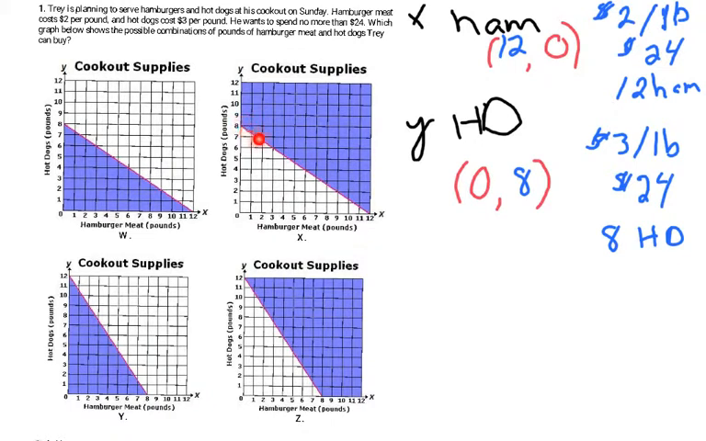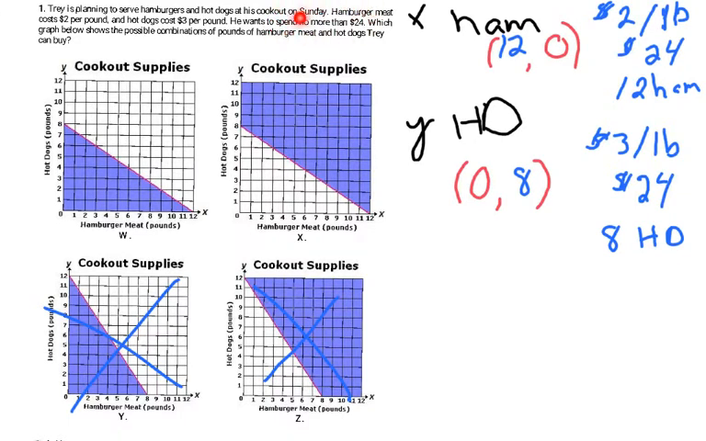Okay, this one has 8 hot dogs. This one has 12 hamburgers. So this one has the right line. This one has 12 hot dogs. I need 8, so it's not going to be X. Okay, this one has 12 hot dogs. I need 8 again, so these ones were backwards, so it's not going to be Z either. So here, the only difference between W and X is that W is shaded below and X is shaded above.